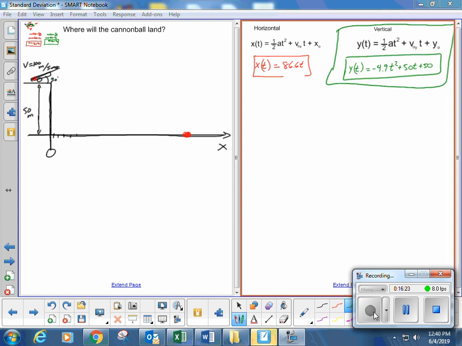The vertical component of this thing is the height of the ball. And I know right now that I want to find out when the height equals 0. This is the y. When does it equal 0? So let's focus on that for a moment.